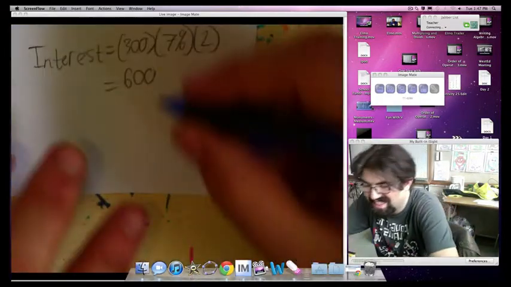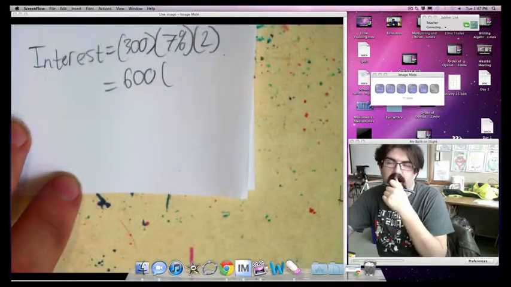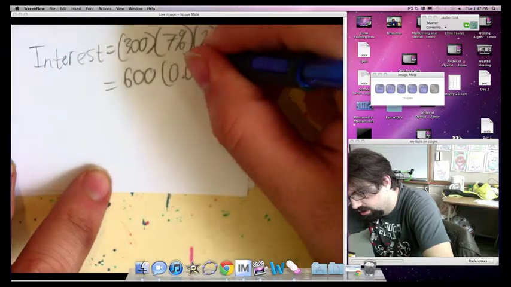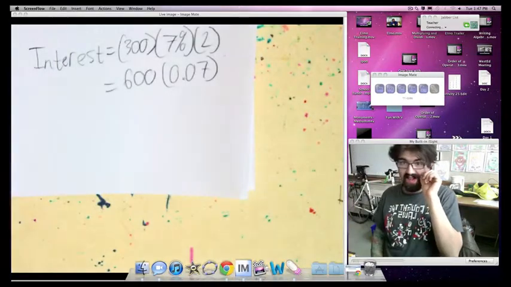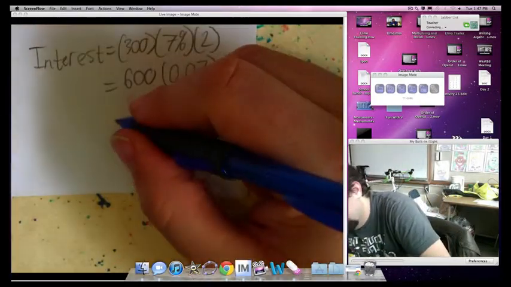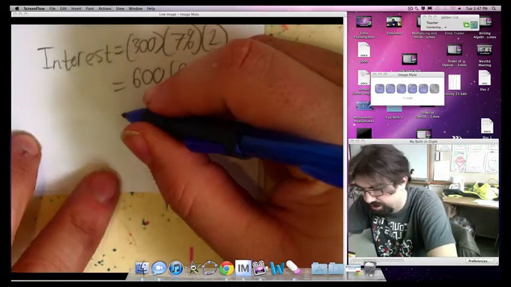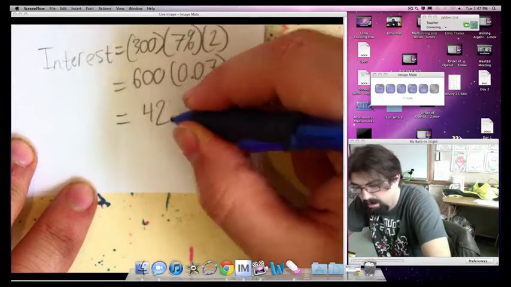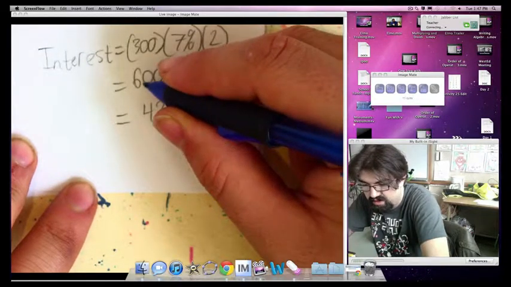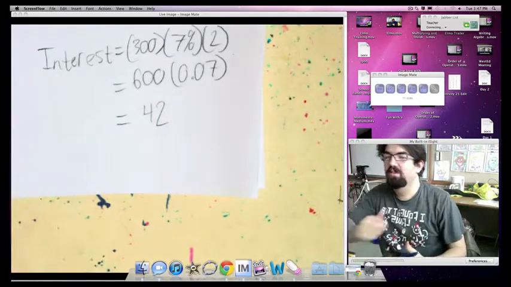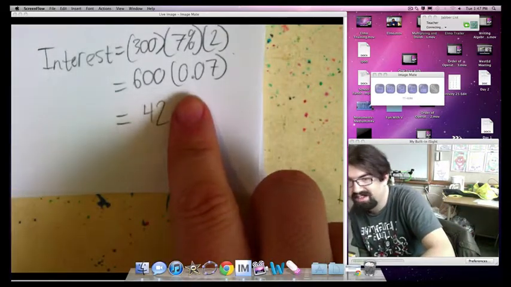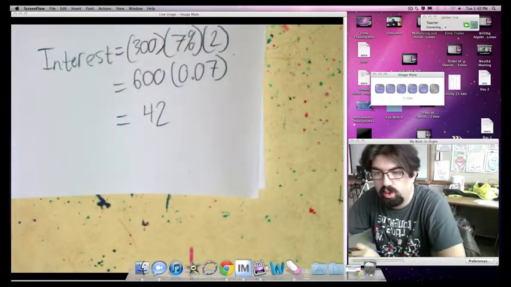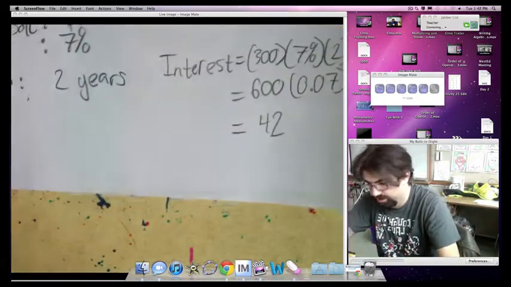7%. I can't leave that as a percent. I have to change that into a decimal. Right? Gotta change it into a decimal. So this would be equal to 6 times 7 is 42. But because I'm going to have to move the decimal over because of this decimal, it's going to be 42. So that's the answer. What's the answer?